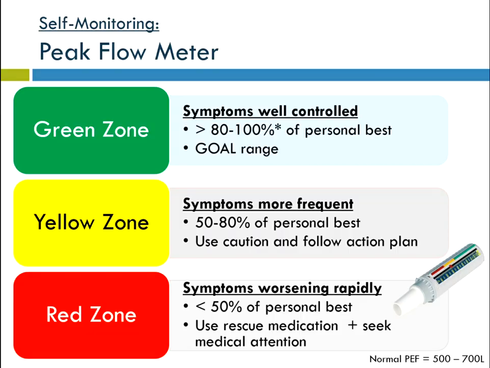We're going to use caution. We're going to follow that as an action plan, but we need to be careful, slow down, make sure that we're being adherent to the medications. When the symptoms are worsening pretty quickly, we find ourselves in the red zone. This is going to be anything that is less than 50% of their best. This is when they're going to use their rescue medication and seek medical attention. And seek medical attention. Don't just use the rescue and sit down. Rescue and seek medical attention.